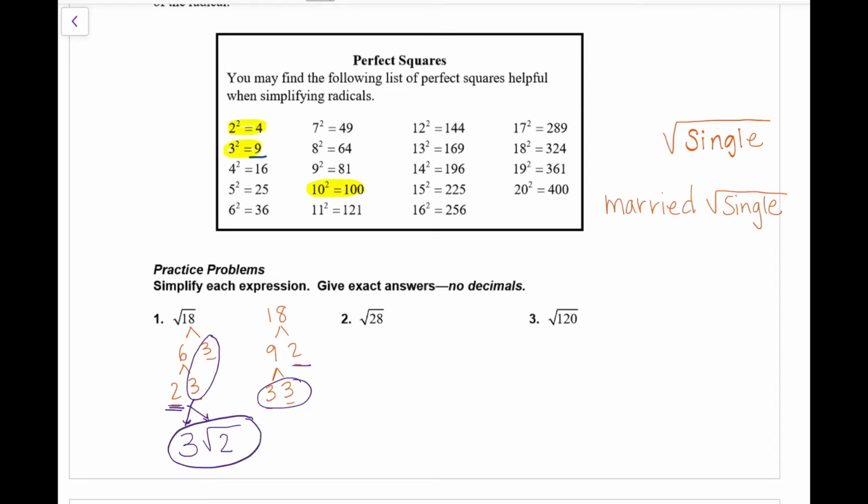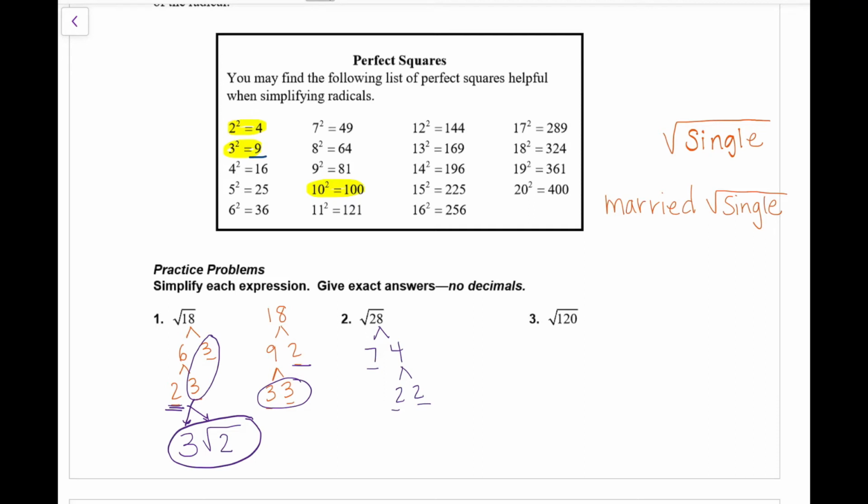Now 28, I could think of 7 and 4. 7 times 4 is 28. 7 is a prime number. The only things that multiply to 7 are 7 and 1. So it is done. We've simplified that as far as it can go. We can multiply 2 and 2 to make 4. Now, at the bottom of each tree, we have 7 times 2 times 2. 7 times 2 times 2 would equal the 28.